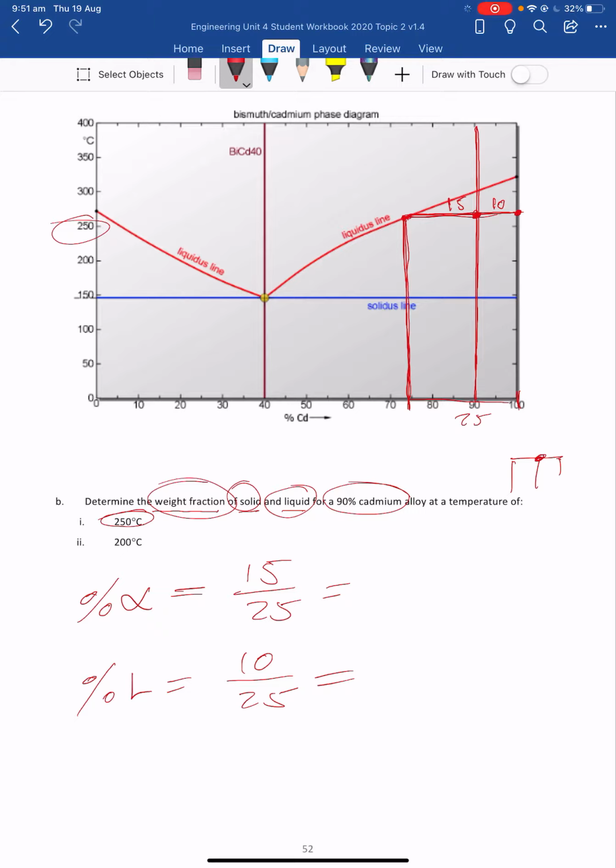So 15 divided by 25, 60%. And this must be 40% there. So that gives us an indication of how much liquid and how much solid is in our mixture at that specific temperature for this particular composition.